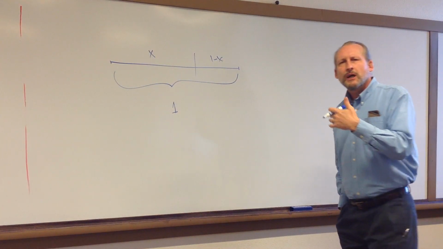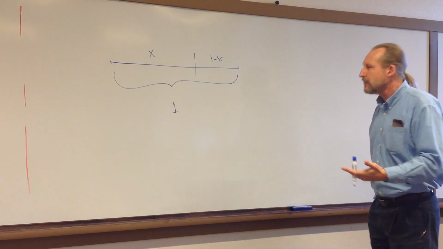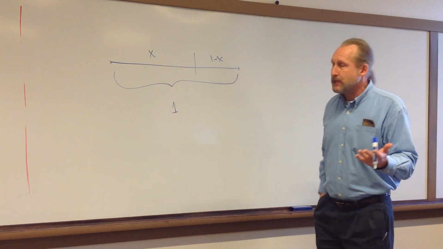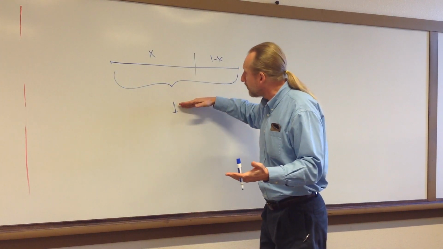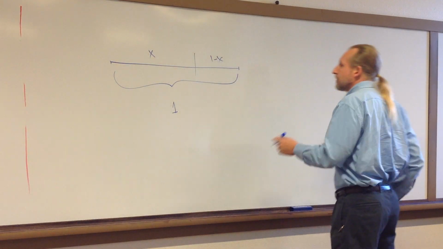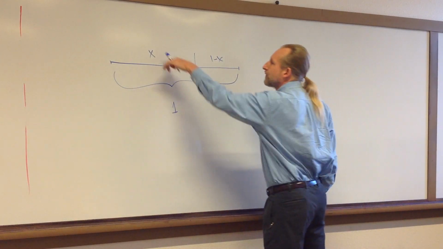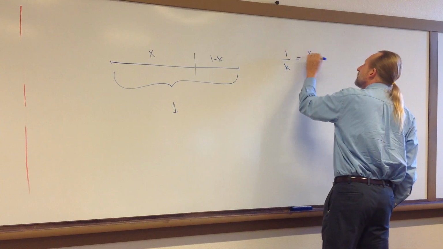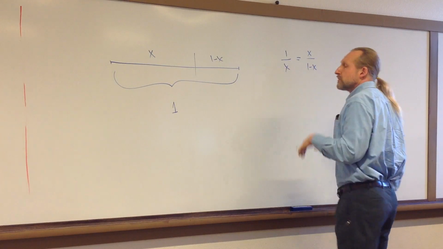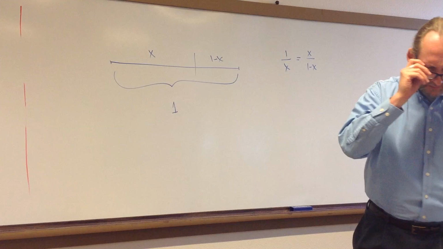So if we want to set something up algebraically to represent the statement of the golden ratio, where the ratio of the whole segment to the longer piece is the same as the ratio of the longer piece to the shorter piece, that's where we come up with this equation. The ratio of the whole thing to the longer piece, we want that to be the same as the ratio of the longer piece to the shorter piece. So that's what we're looking at in part 1 of the project.